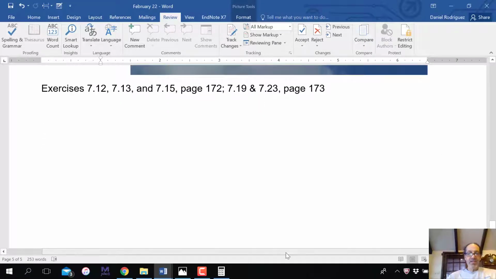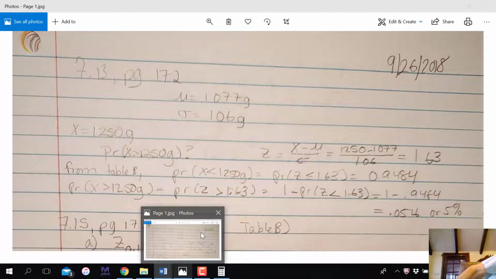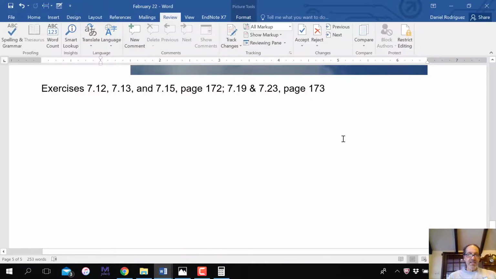So let's go to exercise 7.12. This is from your textbook. Let me grab my textbook. Hello, textbook. This is on page 172. All right. Exercise 7.12. Standard normal proportions. Use table B to find the proportion of a standard normal distribution that is below minus 1.42.